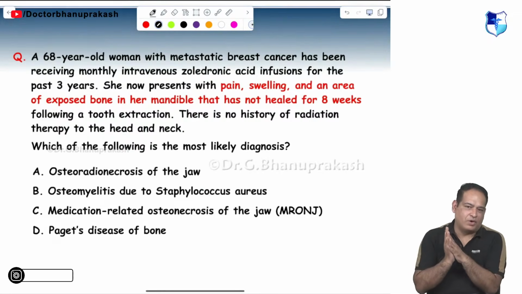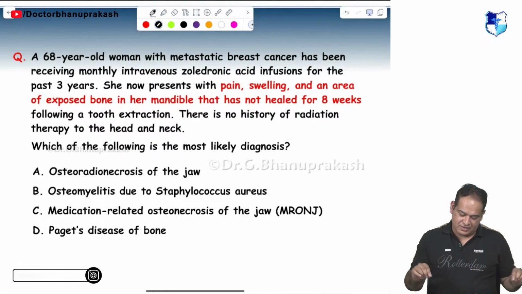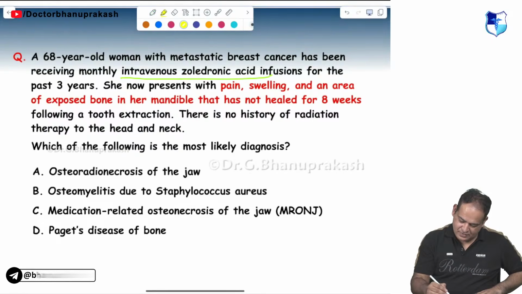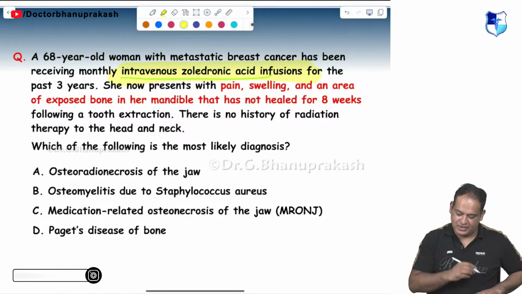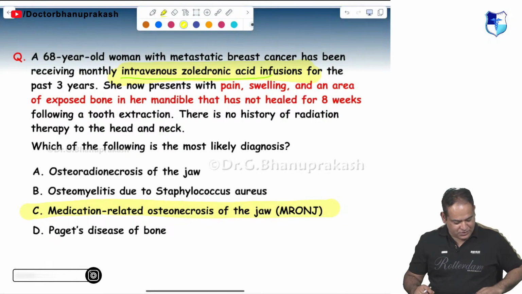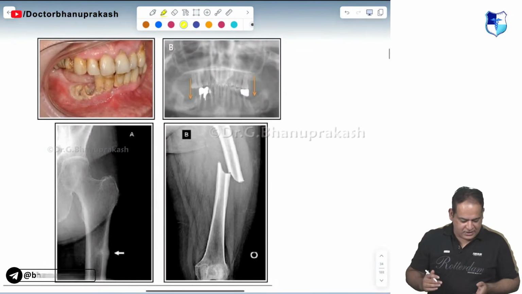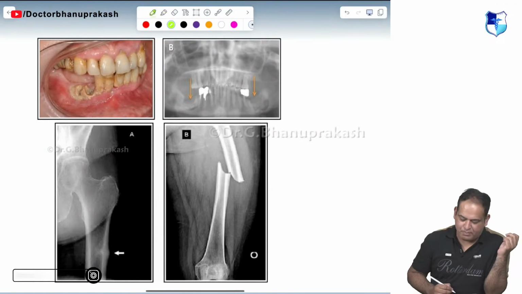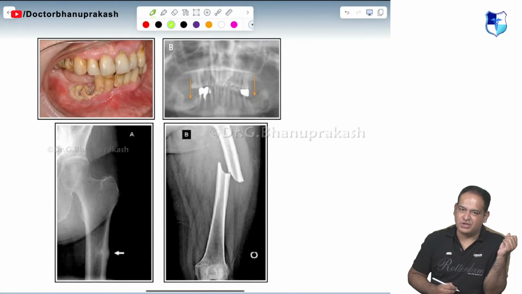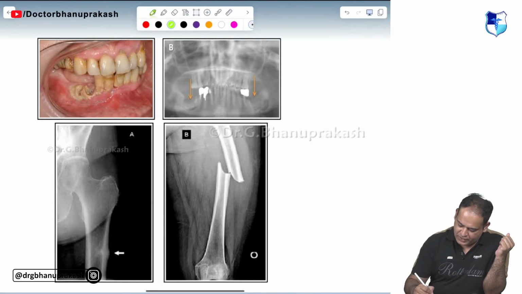See, because I wanted to save some time, the important thing I have written in red. One thing: never trust the examiner. Now the answer is medication-related osteonecrosis of the jaw. So this is a complication. It is the complication of long-term bisphosphonate therapy.